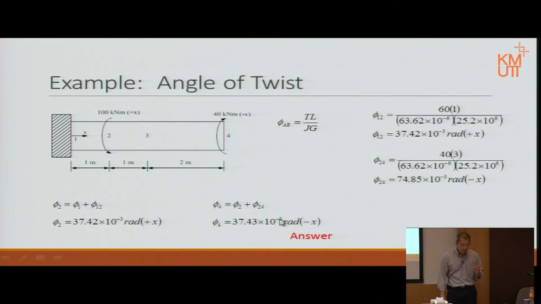And of course, for point 4, we combine the two effects. Phi 2 start, and then plus what changed between 2 and 4. Phi 24 is negative, so it ends up going in the minus direction, and that is the last answer we need.